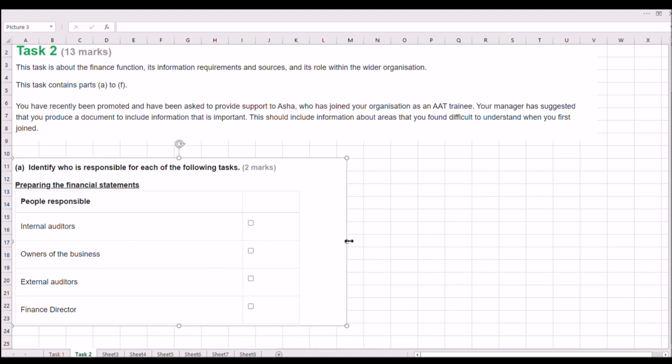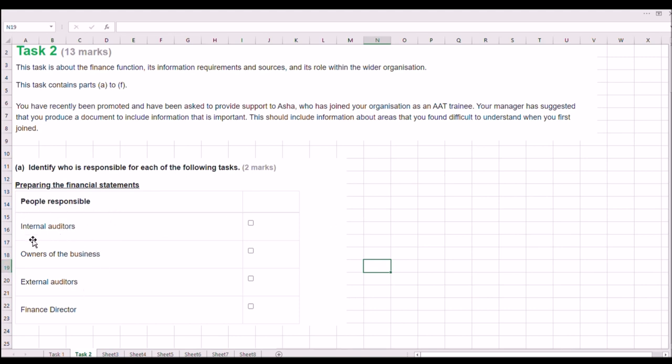So preparing the financial statements. Let's just go through who the individual characters are then. The internal auditors check whether companies are compliant with their procedures and their systems. Do they follow their approach? The other thing internal auditors tend to do is they might have some specialist knowledge, and they might be able to tell us whether we're complying, let's say, with some funding rule or something like that. So that's what the internal auditors tend to do.